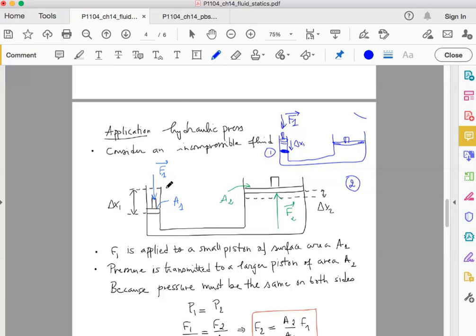كنتيجه لهالفعل بصير عندنا انه البستن on the other side will go up. So this piston will go from this level to this level, and it will make a displacement delta x2. And of course, delta x1 and delta x2 are not the same. They are different because the cross-sectional areas are different. So what happens in this case? What happens is fully described by Pascal's law.